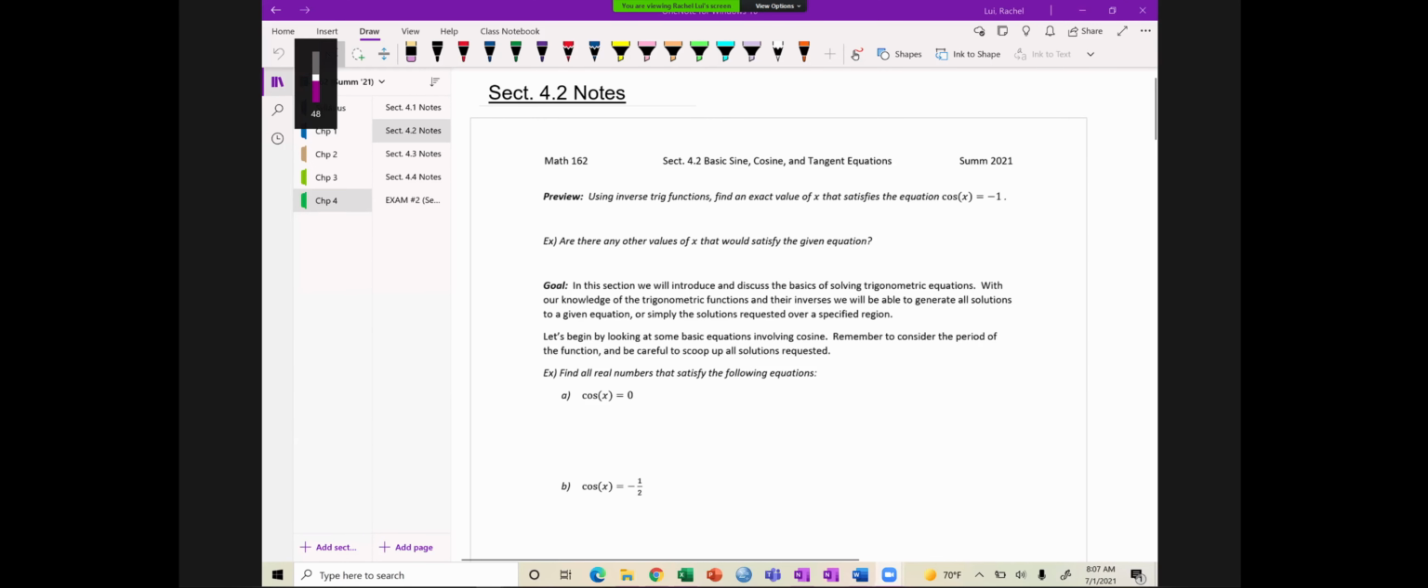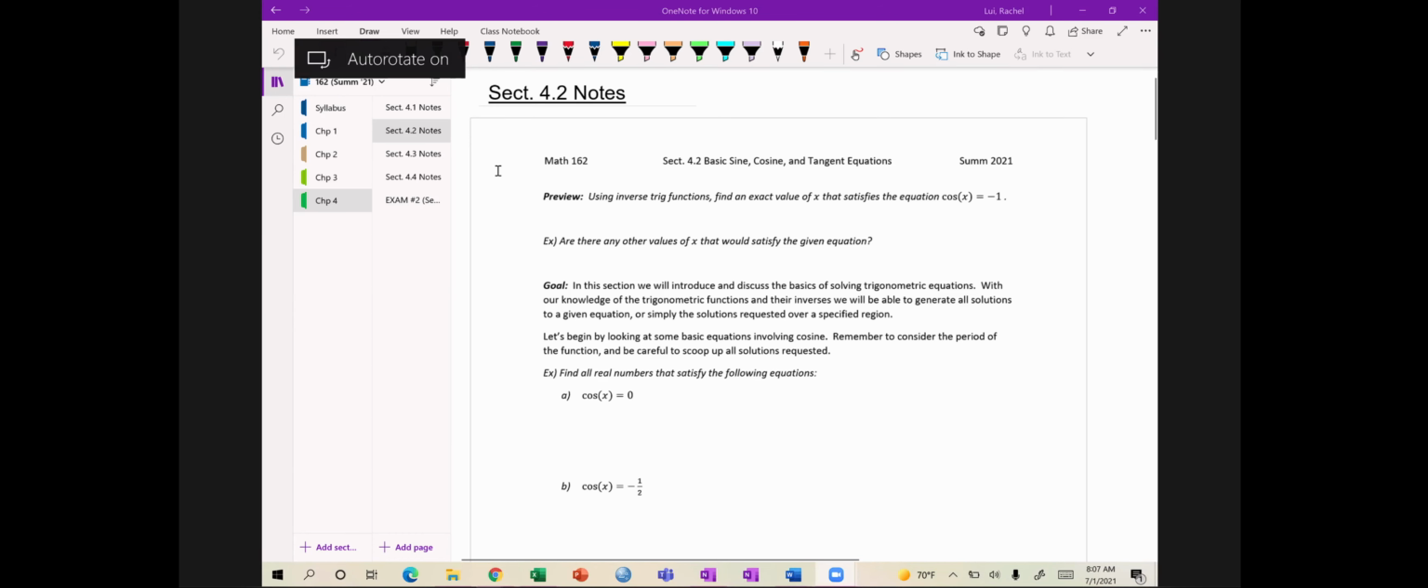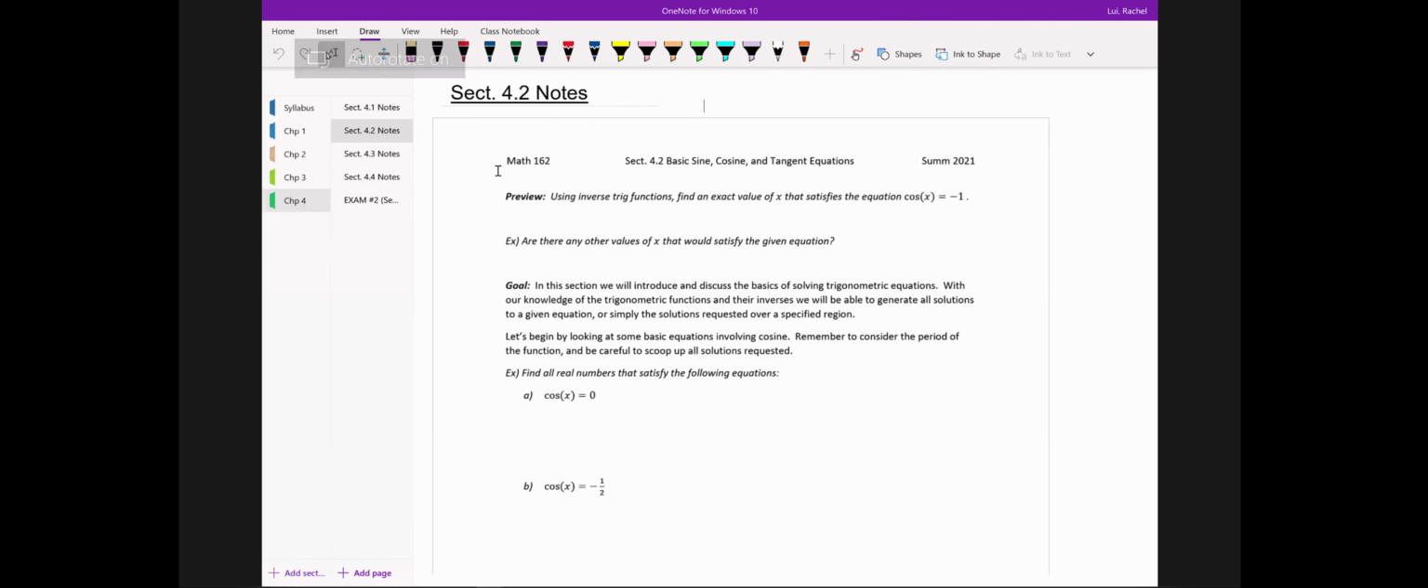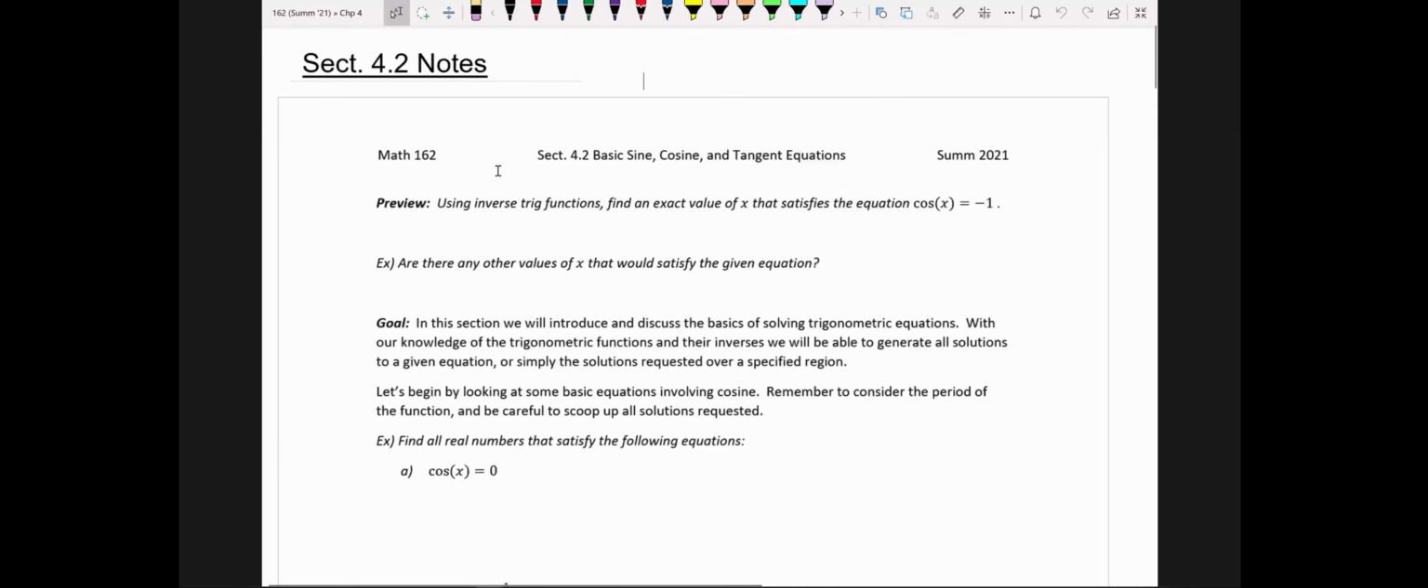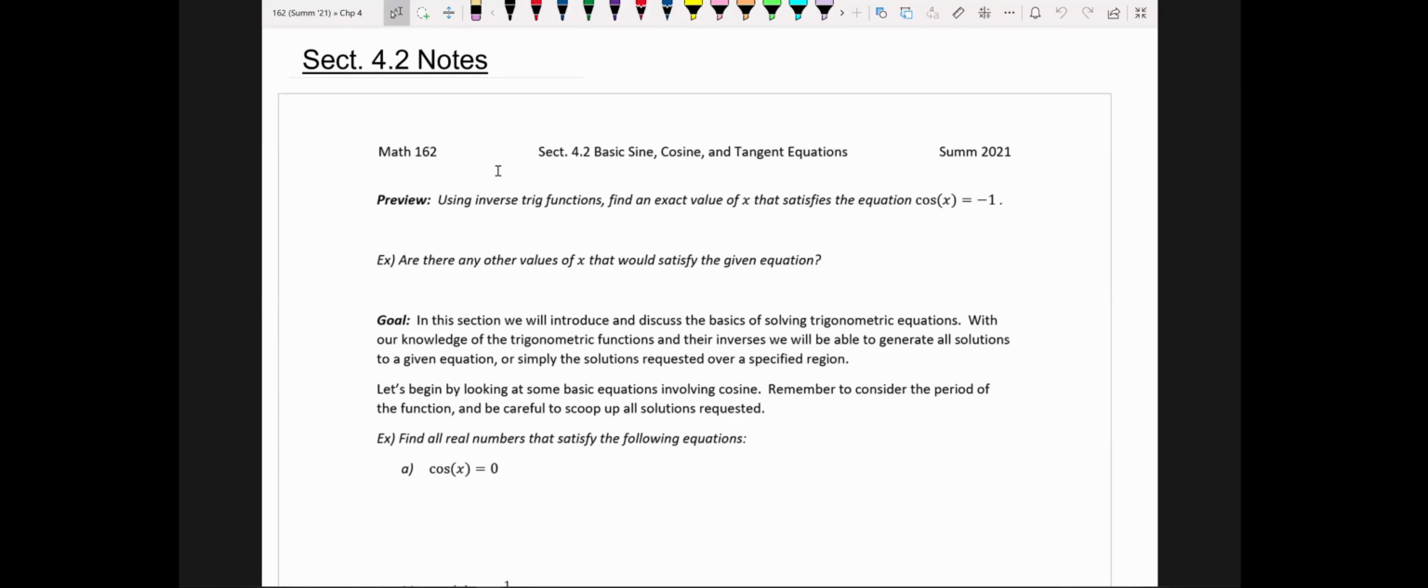This recording will cover section 4.2. Okay, so 4.2 is on basic sine, cosine, and tangent equations. 4.2, 4.3, and 4.4 will take us through solving trigonometric equations.